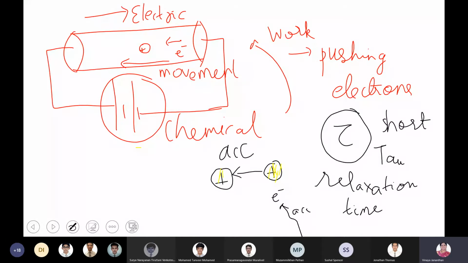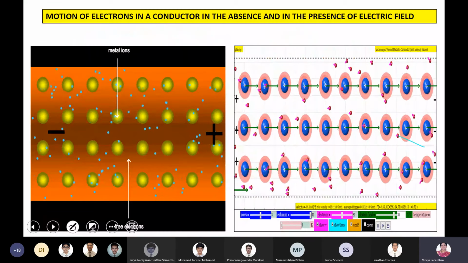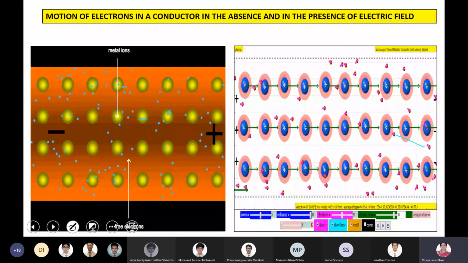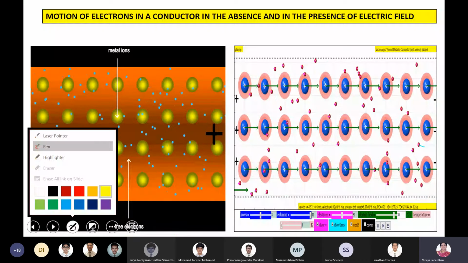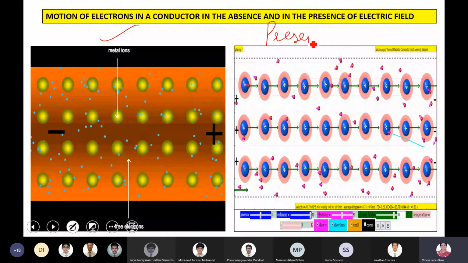Now the question is, will they continuously get accelerated? No, they get accelerated only between two successive collisions. And the time duration between two successive collisions, we call it relaxation time. So as a whole, you can check how electrons are moving. The first diagram shows how electrons are moving in the absence of the electric field. This is in the presence of electric field.